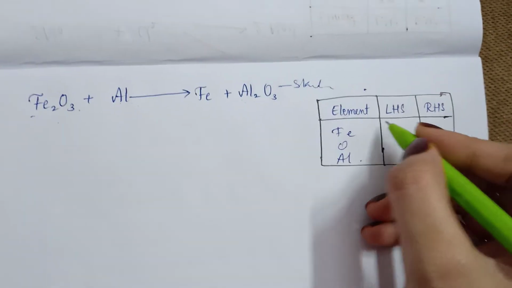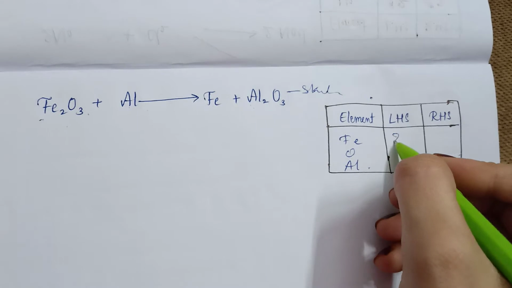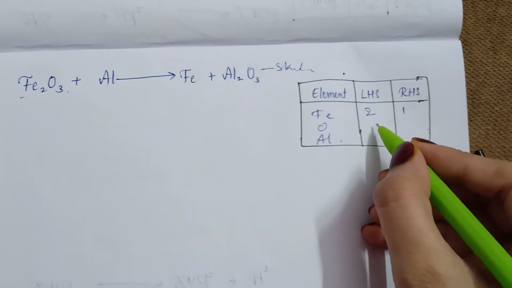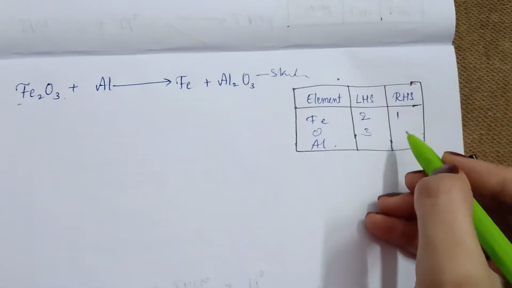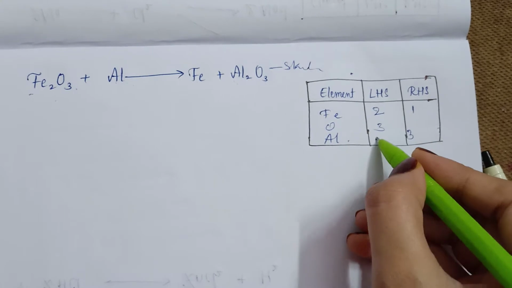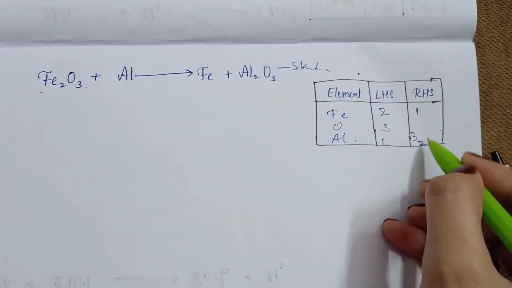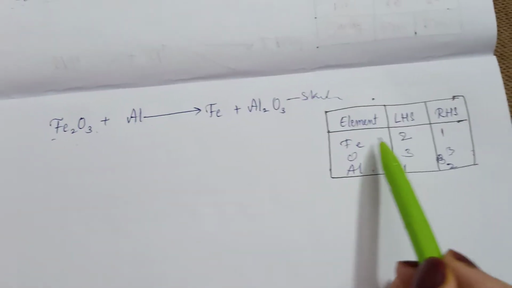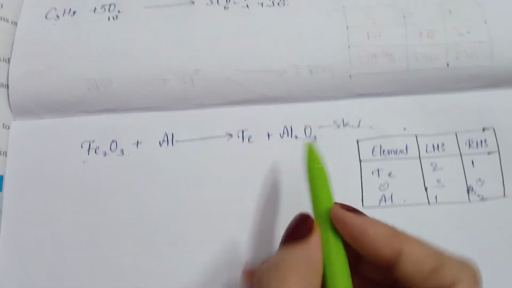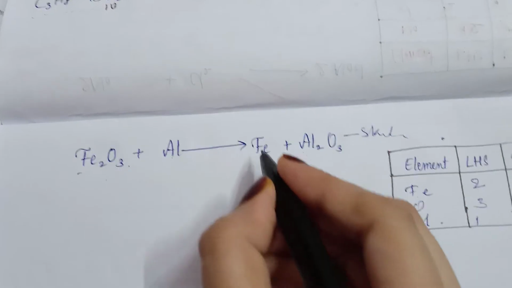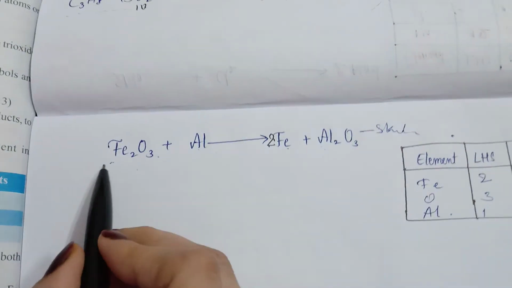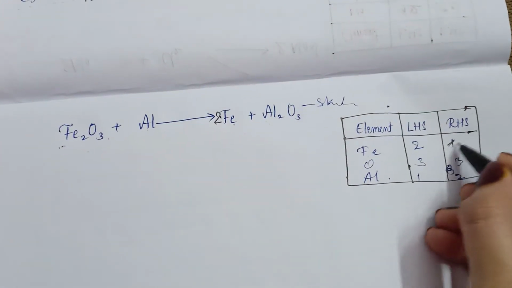Here 2 iron on the LHS and 1 on the RHS, 3 oxygen here and 3 oxygen here, and 1 aluminium here, 2 aluminium here. Okay? First, iron: we have 2 here and 1 here. If we multiply the iron on the right hand side by 2, what will we get? 2 iron, here 2 iron. So here cut 1 and write 2.